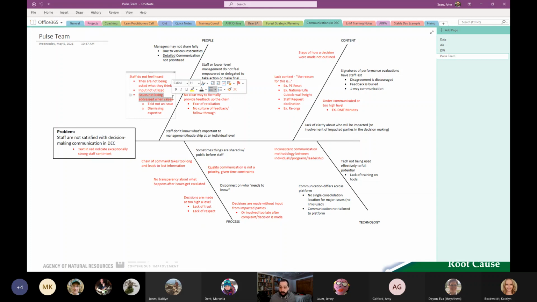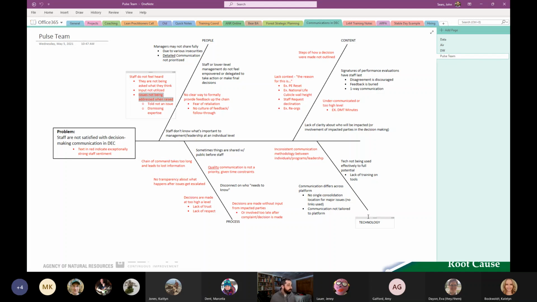And issues not being addressed when raised, we can break into further causes. They're not told when there's an issue. They're dismissing expertise. These are all causes, and you can interrogate the logic of it by saying: when expertise is dismissed, issues are not being addressed when they're raised. And staff do not feel heard when issues are not being addressed. Staff are not satisfied with decision-making communication when staff do not feel heard. You can see the logic in it as you explain it, and you could do that for any of these.